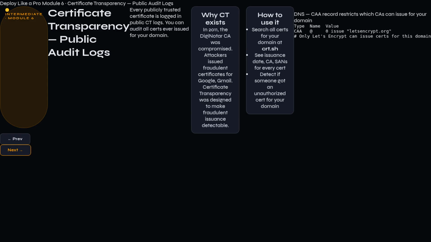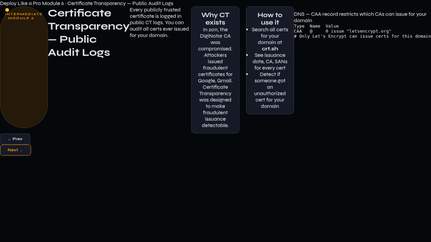Certificate Transparency, CT, is a public logging system for SSL certificates. Every publicly trusted certificate must be logged in at least 2 CT logs. Browsers verify this as part of certificate validation. Why CT exists: in 2011, an attacker compromised the DigiNotar CA and issued fraudulent certificates for domains including google.com, gmail.com, and others. These certificates were used in man-in-the-middle attacks against Iranian users. CT was designed to make such fraudulent issuance detectable.